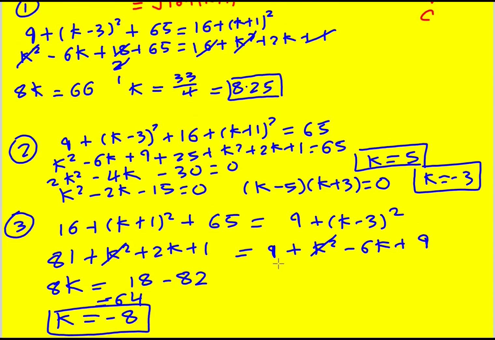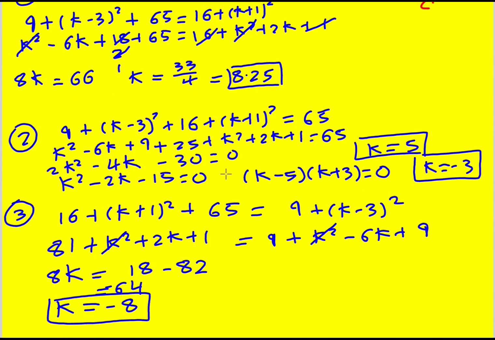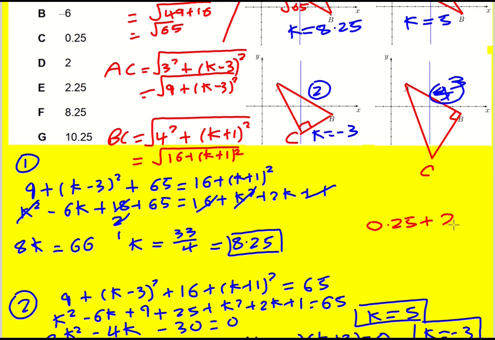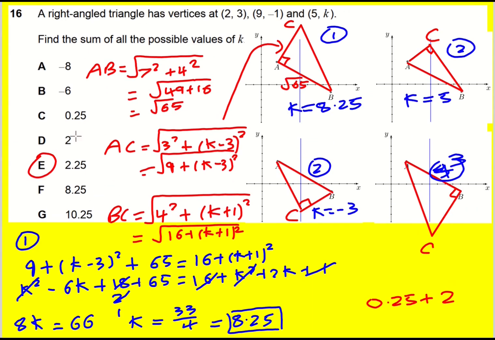Nice. So to sum them up, that's what we're asked to do. We can sum the minus 8 and the 8.25 to give me just 0.25. Sum the 5 and the minus 3 to give me 2. And hence our answer is 2.25. Yeah, I really like that question.